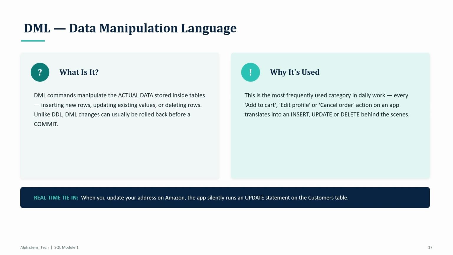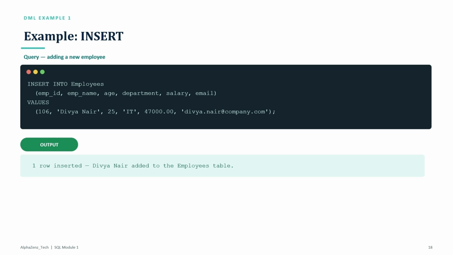This is honestly the most frequently used category in daily work. Every add to cart, every edit profile, every cancel order button you click on an app, behind the scenes, that's an insert, update, or delete running on a database. Real example. When you update your address on Amazon, the app silently runs an update statement on the customers table.